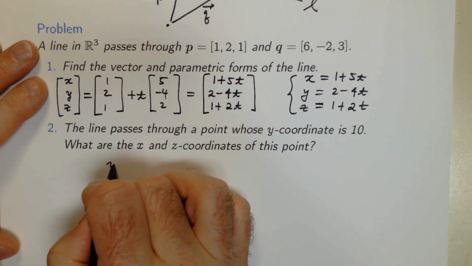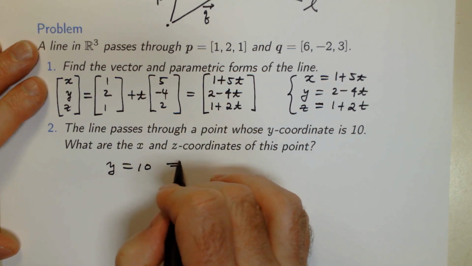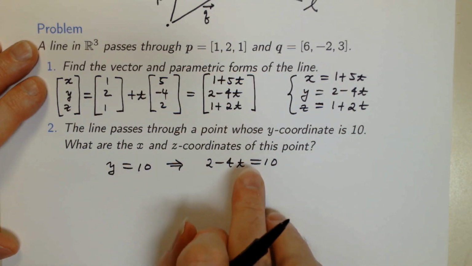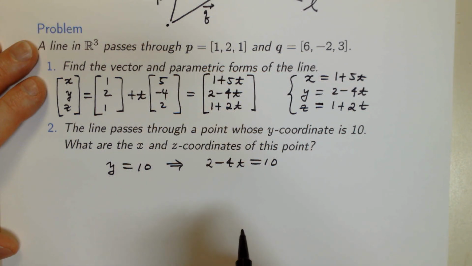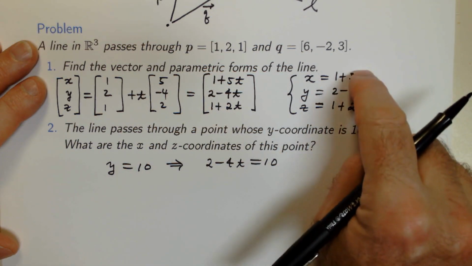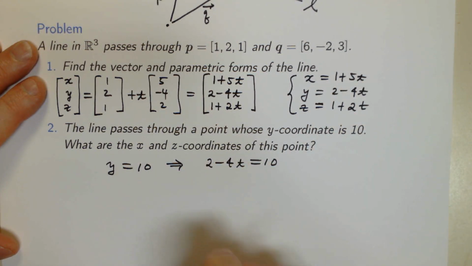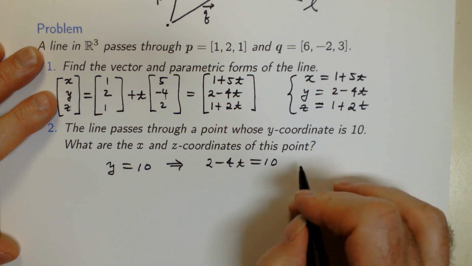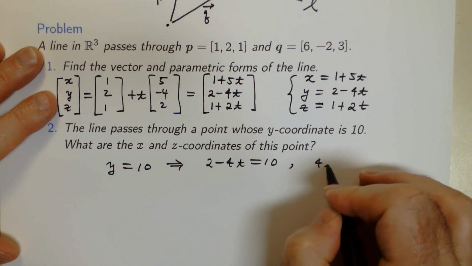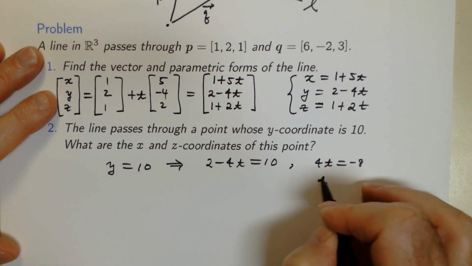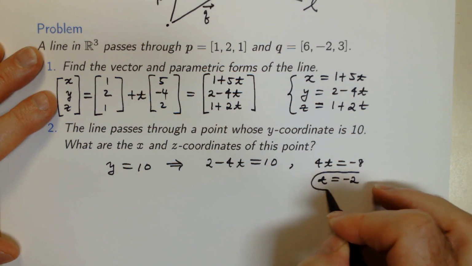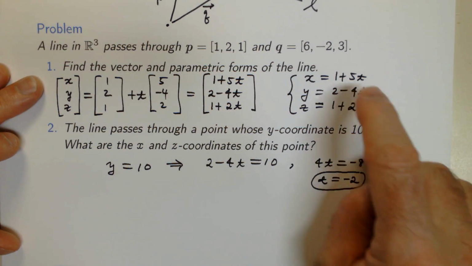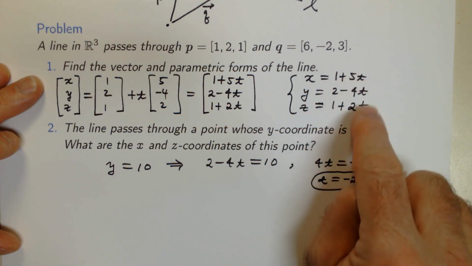So let's write that down. Y equals 10 implies 2 minus 4t equals 10. And once I know that, this is a simple equation to solve for t. And once I know the value of t, that's going to allow me to find the values of x and z. So let's just solve this equation. This is equivalent to saying 4t is equal to negative 8, or t is equal to negative 2. So the point in question is happening when t is equal to negative 2. So now all I have to do is plug in negative 2 here and here. Let's do that.